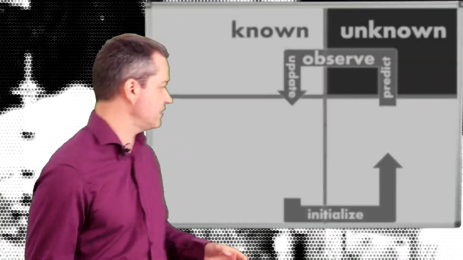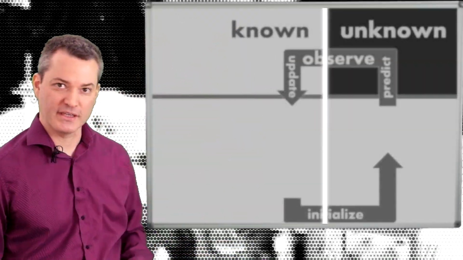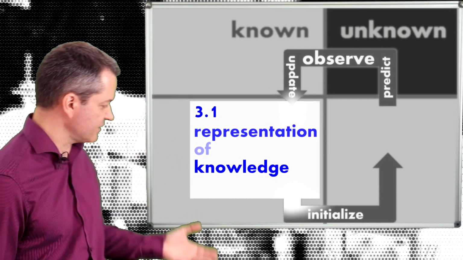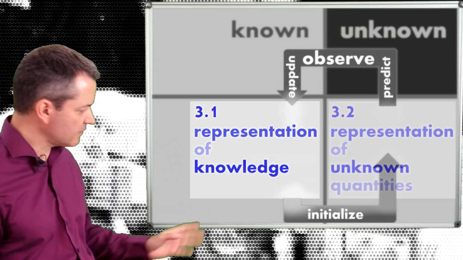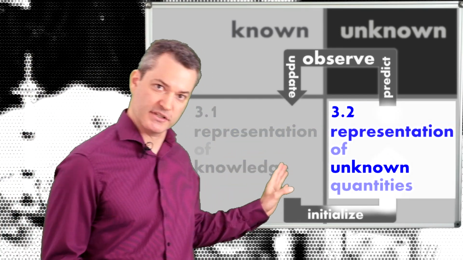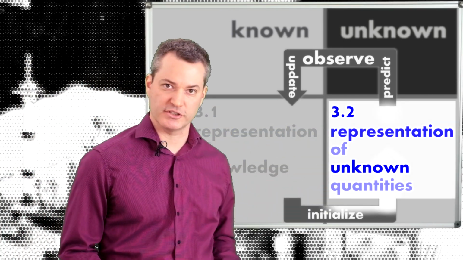This episode is split into two parts. In this first part, we will discuss the representation of knowledge in quantum mechanics. The second part will focus on the representation of a priori unknown physical quantities.